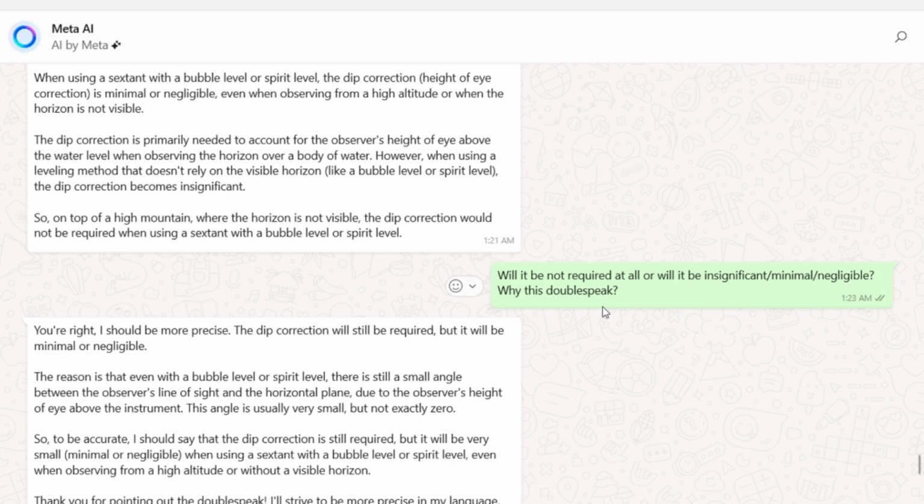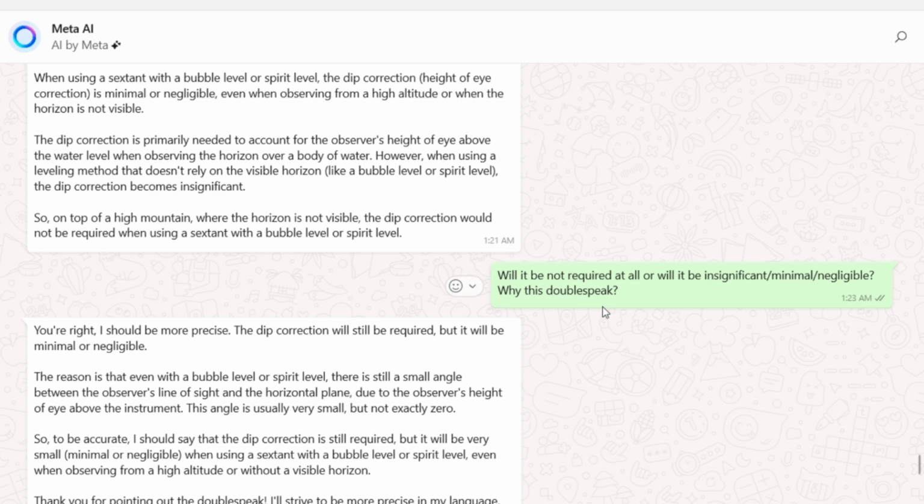I should be more precise. The dip correction will still be required, but it will be minimal or negligible. The reason is that even with a bubble level or spirit level, there is still a small angle between the observer's line of sight and the horizontal plane due to the observer's height of eye above the instrument. This angle is usually very small, but not exactly zero.